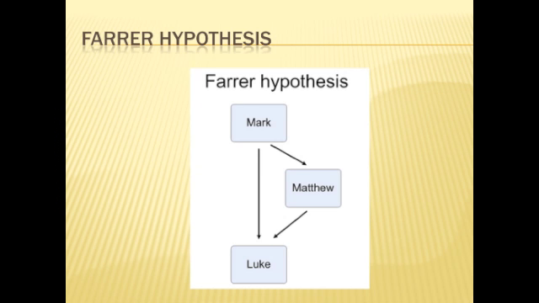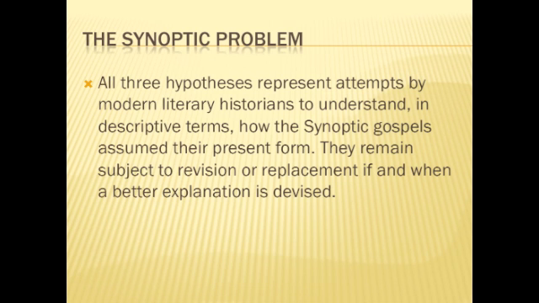First, Mark's Gospel, then followed by Matthew and Luke. Notice how the Farrer hypothesis preserves Markan priority. As well, it does not require the hypothetical Q source. All three hypotheses represent attempts by biblical scholars to understand in descriptive terms how the synoptic Gospels assume their present form. They remain subject to revision or replacement if and when a better explanation is devised.